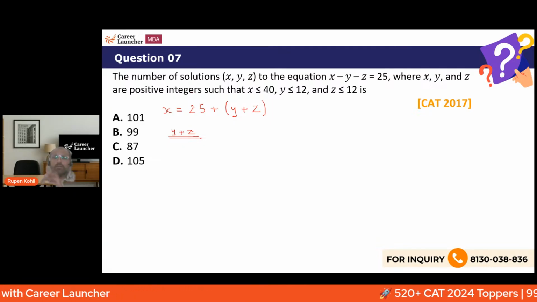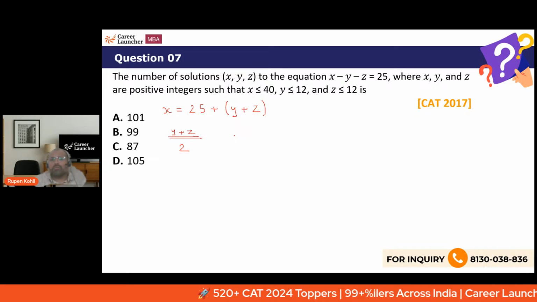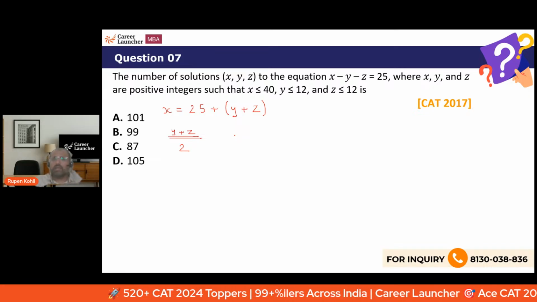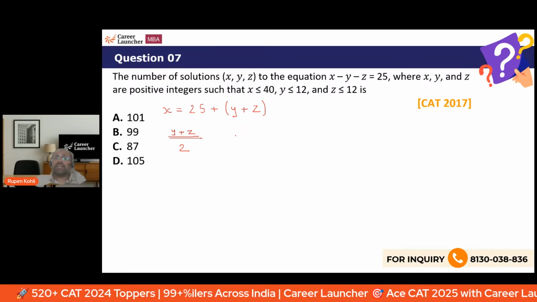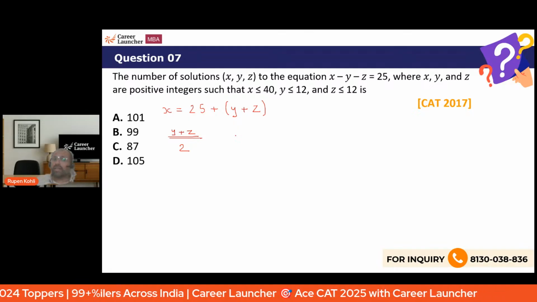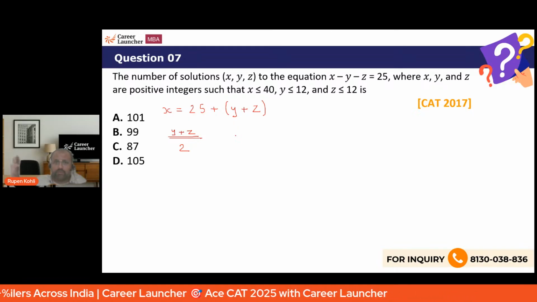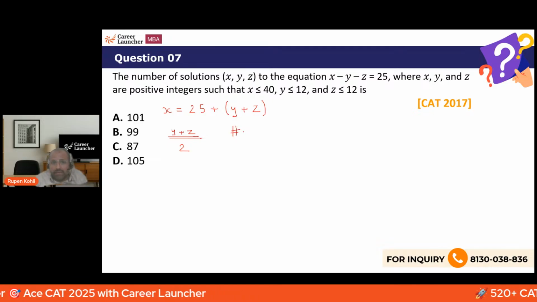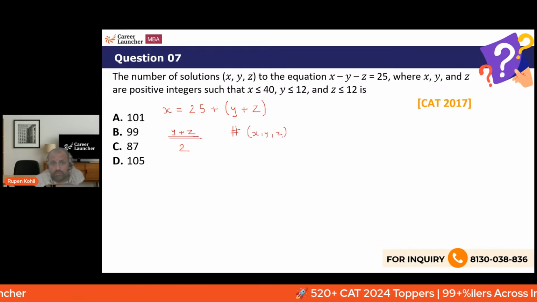1 plus 1, 2. At the minimum, the value of y plus z is 2. It is nowhere mentioned that x, y, z are distinct integers. It's not like that. They can take the same values also, right? So how many solutions do we have? How many combinations of the values of x, y, z will we get?